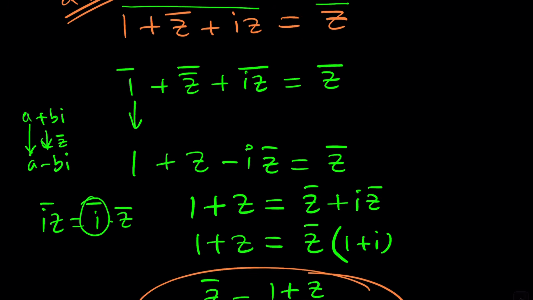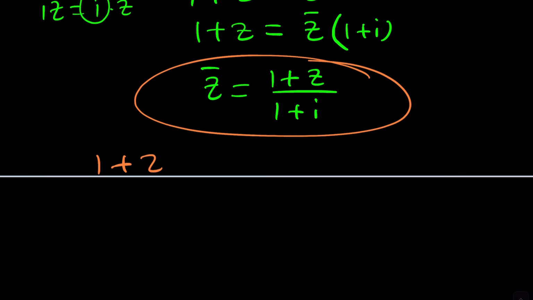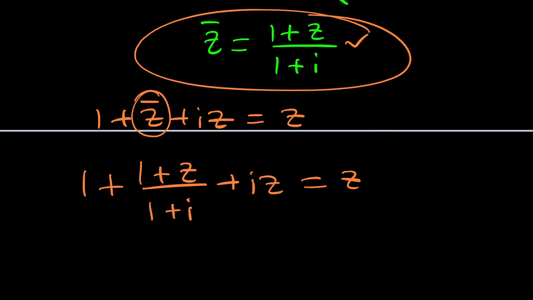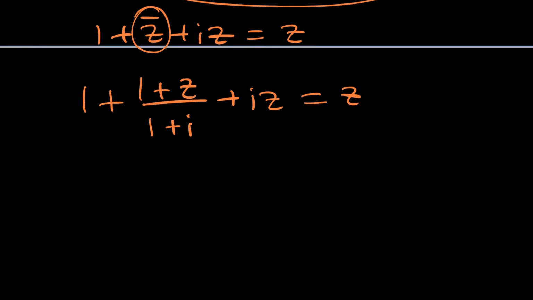Remember, before we conjugated both sides, we had 1 plus z bar plus iz is equal to z. Now I'm going to replace z bar with this, and hopefully that'll solve the problem. Let's see what happens. 1 plus z bar, which is 1 plus z, divided by 1 plus i, plus iz equals z. Our goal is to get rid of the fractions, put all the z terms together, and then factor out and divide. You get the idea? That's the recipe.